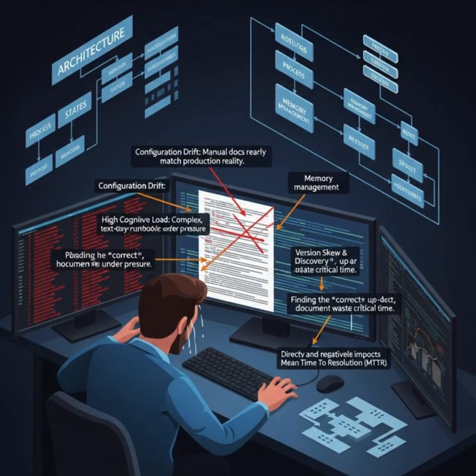Manual runbooks are a trap for well-intentioned teams. Their primary failure mode is staleness. The moment a developer pushes a change, a new environment variable, a different API endpoint, a modified security group rule, the manually written runbook begins to drift from reality. This is configuration drift, and during an incident, it can be downright dangerous, leading engineers down the wrong path.